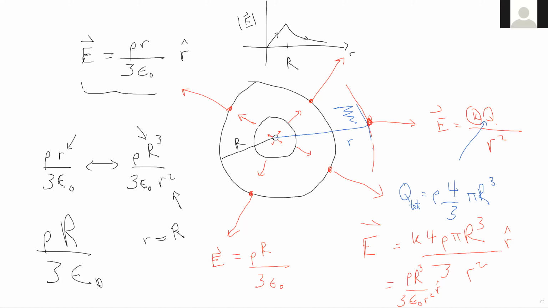Can you go over a little bit how you got the electric field of the point that's outside of this sphere? Okay, so you're talking about this one right here, right? Yeah, that one. Okay.